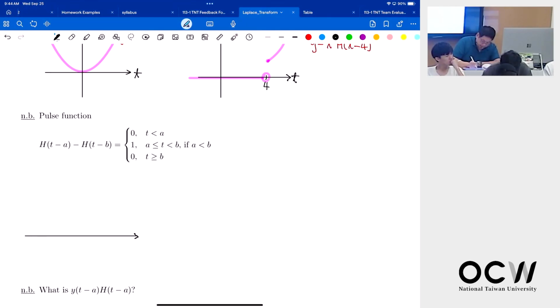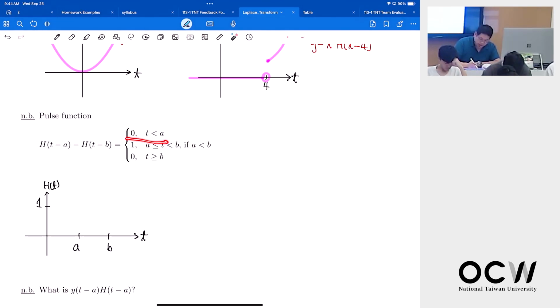Here's t, and this is h, and here's 1, and a and b. Okay, when t is less than a, it's 0, and greater than or equal to b, it's 0, but between a and b, I have a 1. So you see, this is like a pulse.